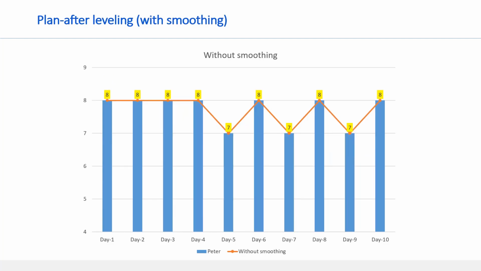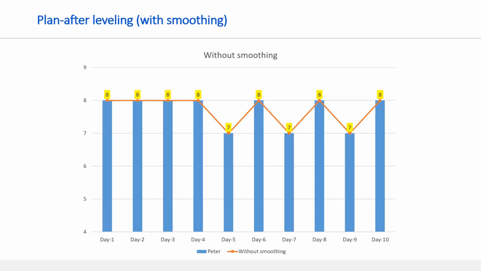As you could see in the diagram, the utilization of Peter is now smoothened. How was it done? His utilization is balanced by looking at other activities. As a result, he is utilized 8 hours in most of the days and 7 hours in some of the days, which is still okay.